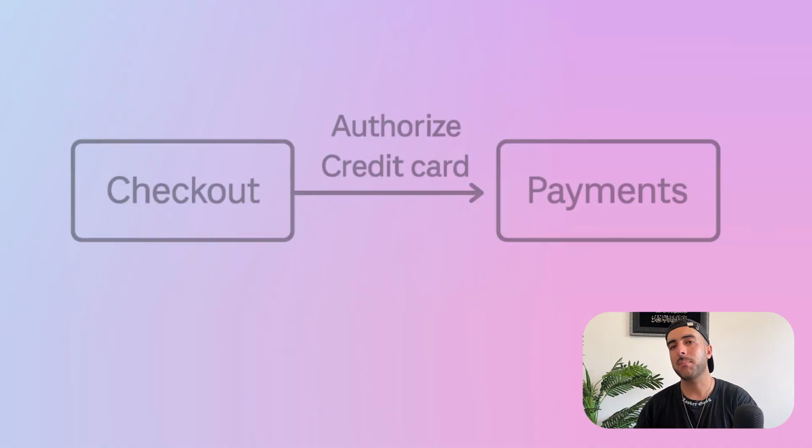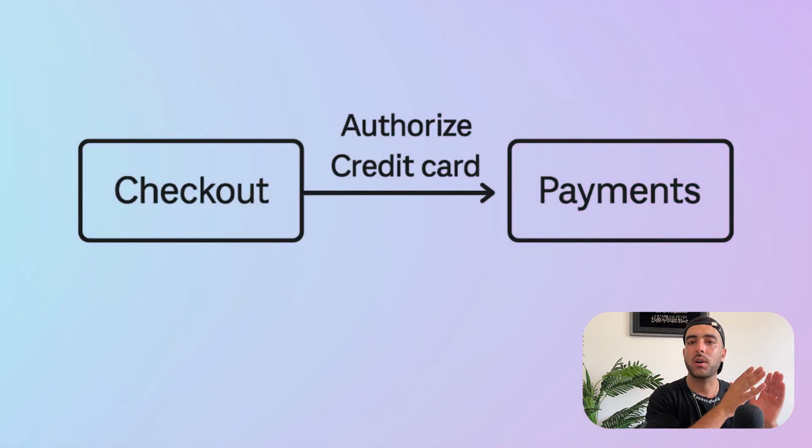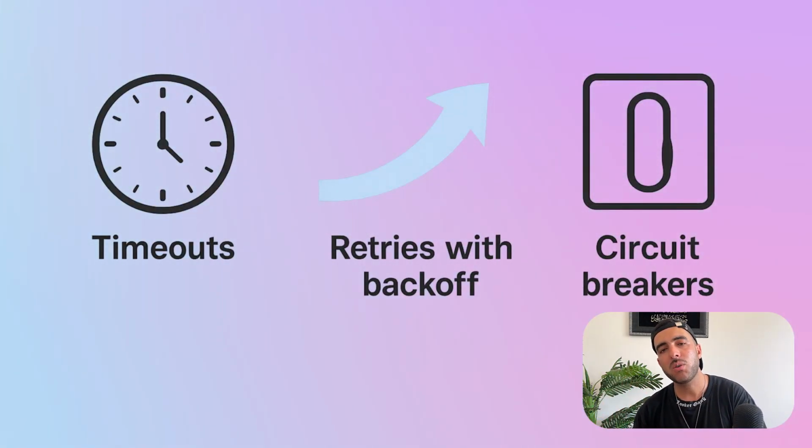Now we use synchronous calls when the result is required now. For example, checkout calls payments to authorize a card, but the trade-off is coupling to latency and availability. If payment is slow, checkout feels slow, and if it's down, checkout fails. But you mitigate that with timeouts, retries with backoff, and circuit breakers, so you fail fast and degrade gracefully.